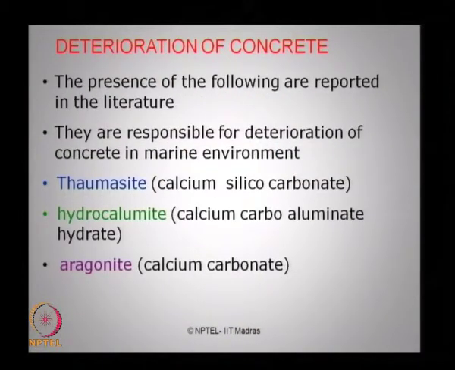If you look at deterioration of concrete further in detail, the presence of the following is reported in the literature. They are responsible for deterioration of concrete in the marine environment: thaumasite, which is calcium silicocarbonate; hydrocalumite, which is calcium carboaluminate hydrate; and aragonite, which is calcium carbonate. Ladies and gentlemen, the presence of these three compounds in cement or on the surface of members exposed to seawater constantly clearly shows a major reason and major concern for deterioration of strength and durability of concrete when they are exposed to seawater.